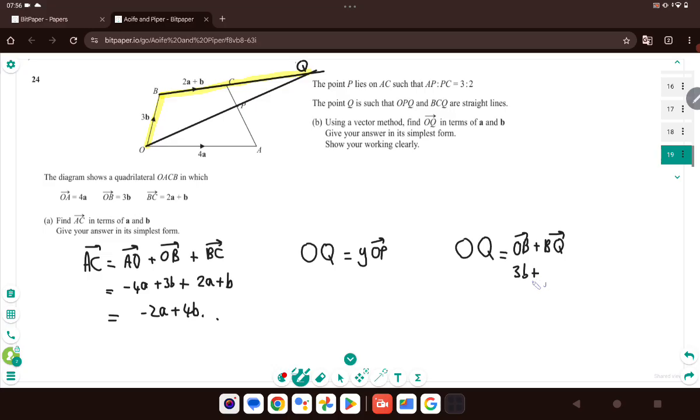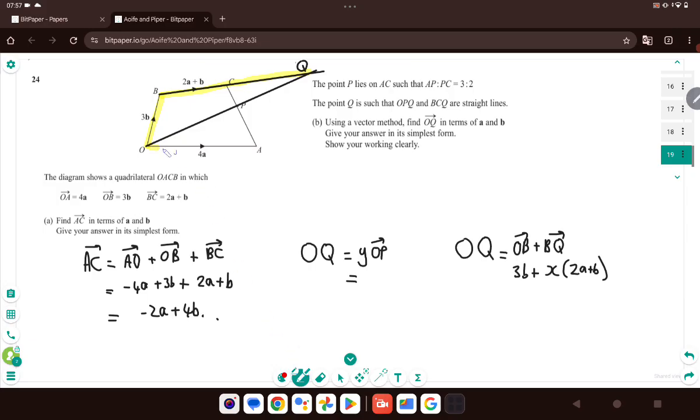Now we're in a similar situation here to the OPQ. It's like a scalar quantity, so I'm going to use a different letter, x, of your BC, because it's an extended version. So x times 2a plus b will give you BQ, but we don't know how far along. Because we've got O to Q in two different ways, we need to actually work out OP, which we don't know yet. But what we do know is A to C.